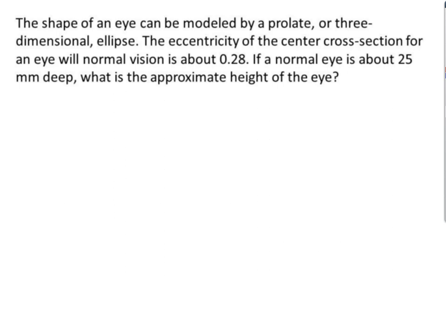The shape of an eye can be modeled by a prolate, which is a three-dimensional ellipse. The eccentricity of a center cross-section of an eye with normal vision is about 0.28. If a normal eye is about 25 millimeters deep, what is the approximate height of the eye?